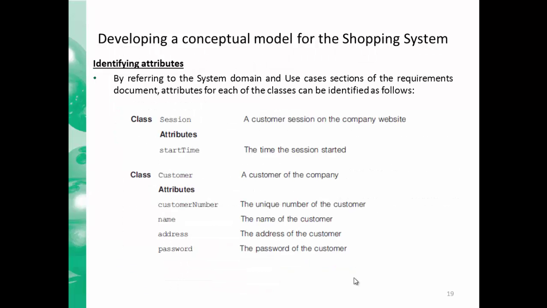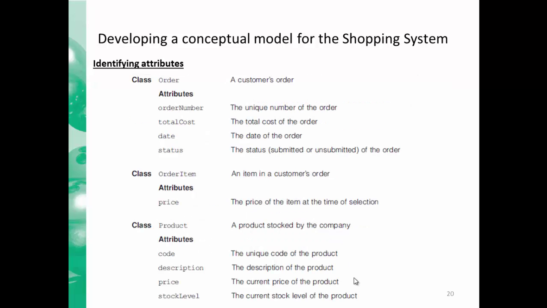As usual, for all the classes identified, we need to identify their attributes, the ones that we can identify from the textual analysis through studying the system domain and the case studies. Then every class identified needs to be described, and we call it class description, and that's part of the conceptual model. So in this slide you find the class description for the classes session, customer, order, order item, and product.